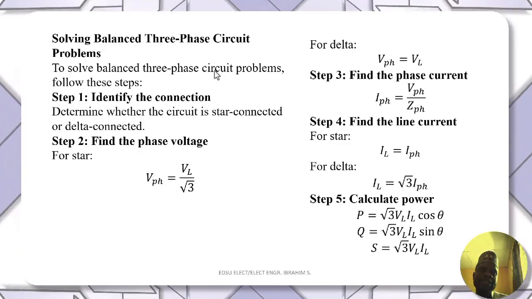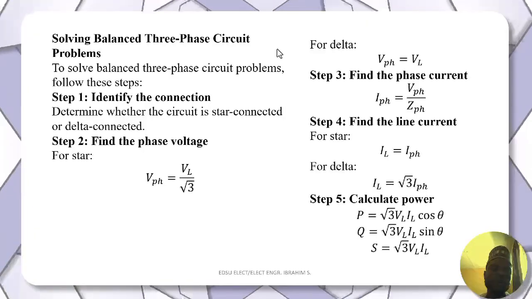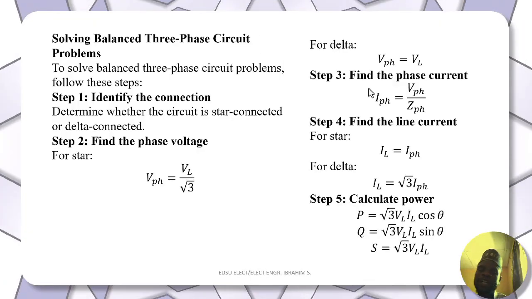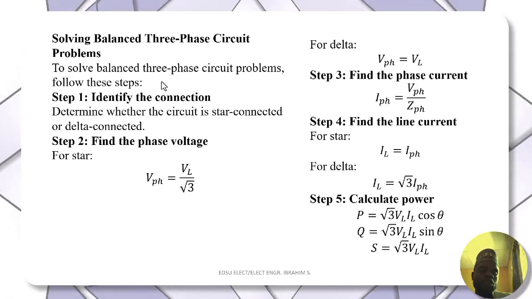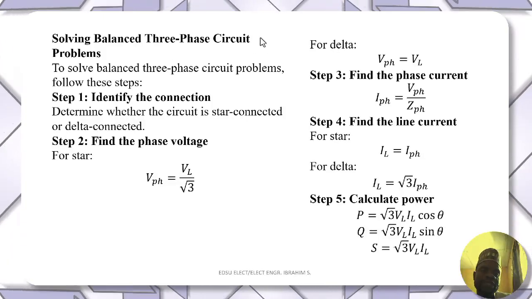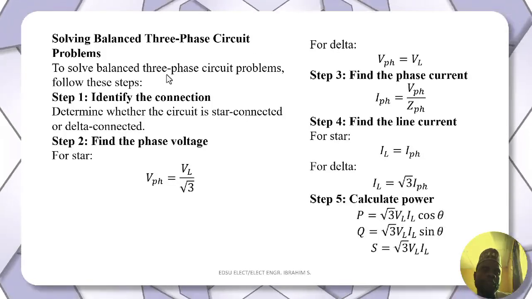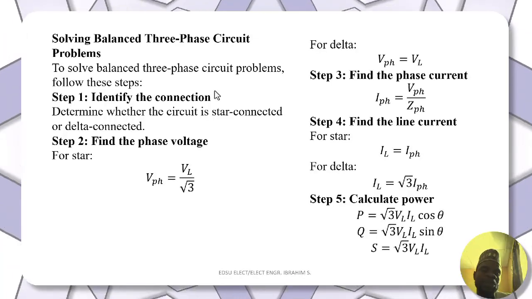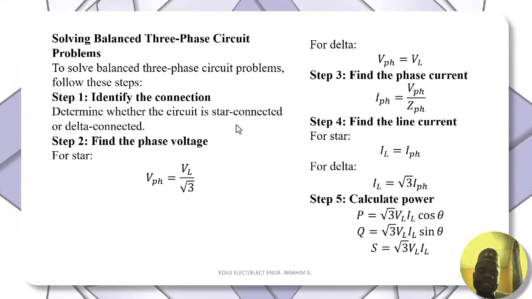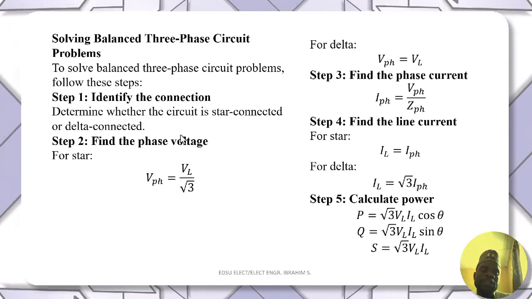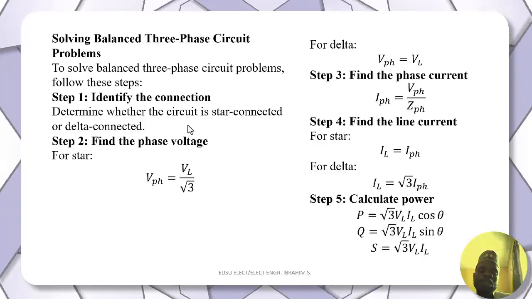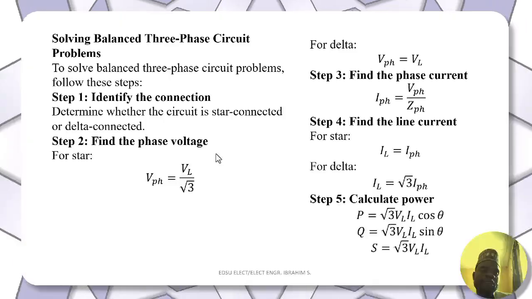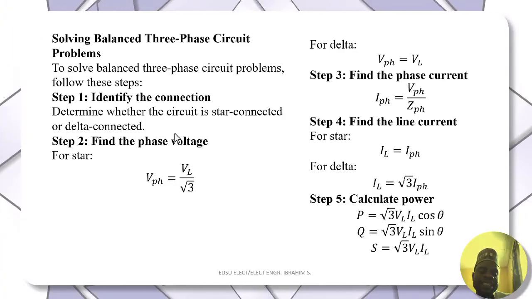Solving balanced three-phase circuits. Let's try to solve some questions. However, before we do, let's go over the steps you should follow when solving a balanced three-phase circuit. Step one, identify the connection type. Is the circuit star connected or delta connected? You have to know that in order to know how to calculate your phase voltage and line voltage. Then step two, find the phase voltage after you have identified whether it's delta or star.